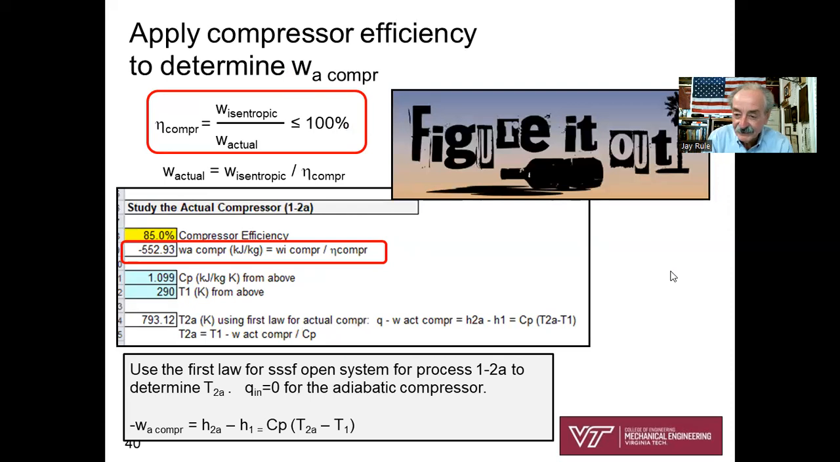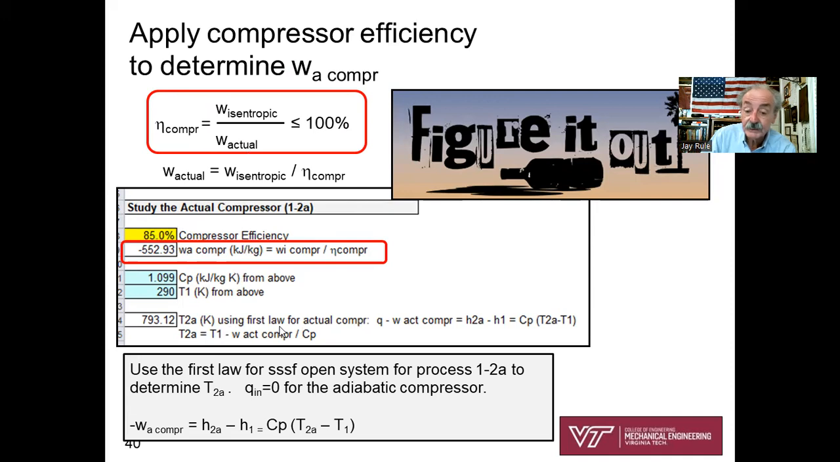Now we're going to apply the compressor efficiency to determine W actual. I won't drag you through figuring it out. Again, same thing. We're going to divide W isentropic by 0.85 to get W actual, a bigger number, bigger negative number, negative 552.93.